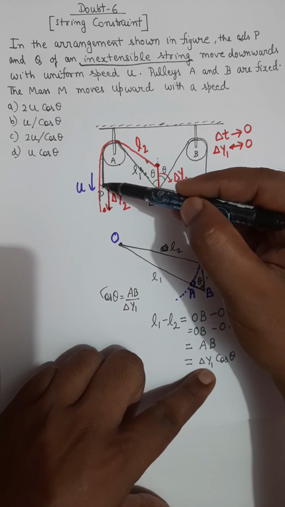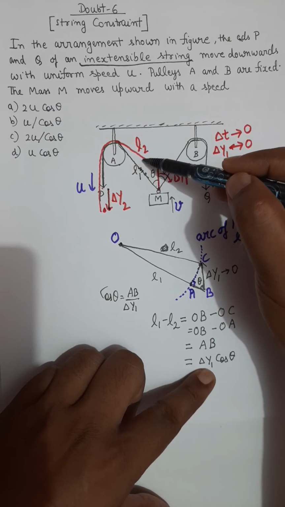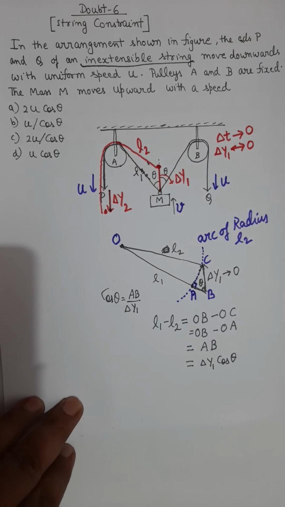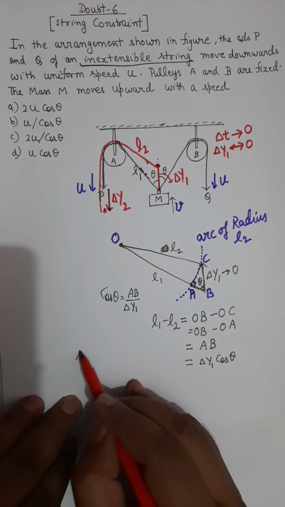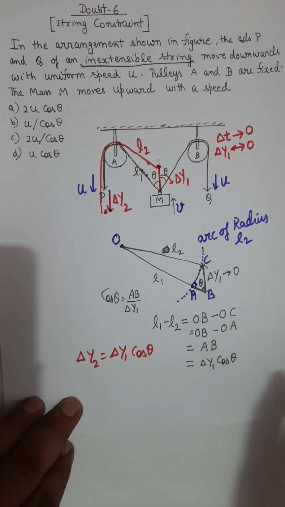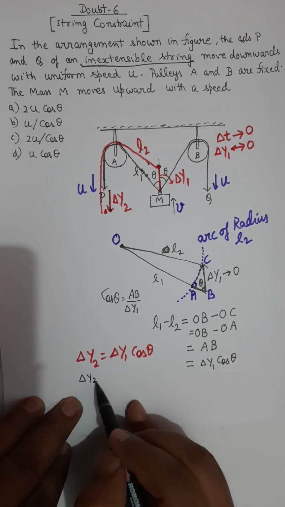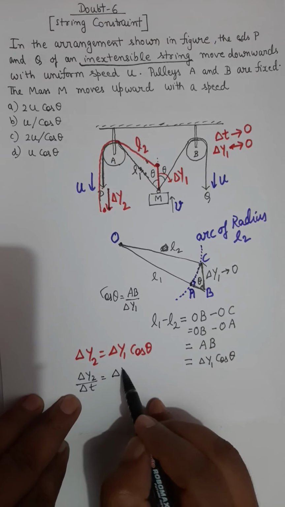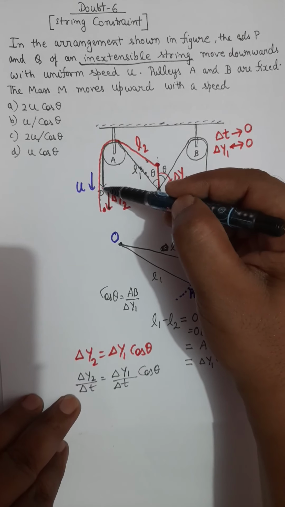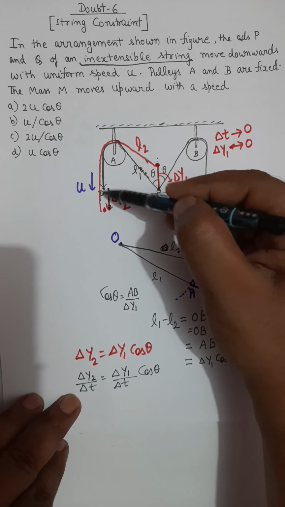So if the length of string which increases on this side is delta y2, and length of string which decreases on this side, L1 minus L2, which is delta y1 cos theta, they have to be equal. So now you can write that delta y2 should be equals to delta y1 cosine theta. I will divide by time on both sides. So I can write delta y2 over delta t is delta y1 over delta t times cos theta. Now delta y2 is the distance moved by point P, which has instantaneous velocity of u. So distance over time will be the speed u.